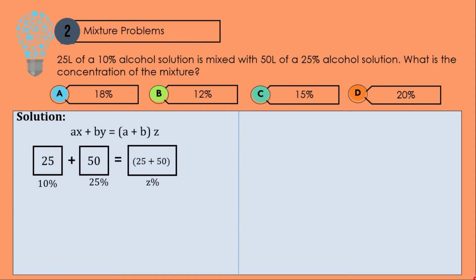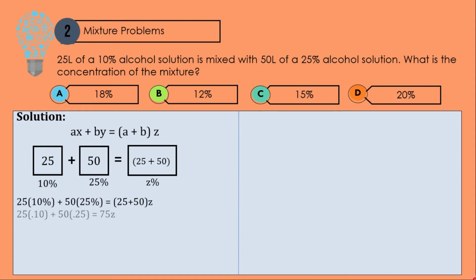So we have here 25 liters, the volume of the first solution, and 10% the concentration of the first solution, 50 liters the volume, 25% the concentration of the second solution. So what is being asked in the problem is the concentration of the mixture, which is Z. So let's substitute the formula. We'll have 25 times 10% plus 50 times 25% is equal to quantity 25 plus 50 times Z. So 25 and 50 is A and B. We'll just have to add it.